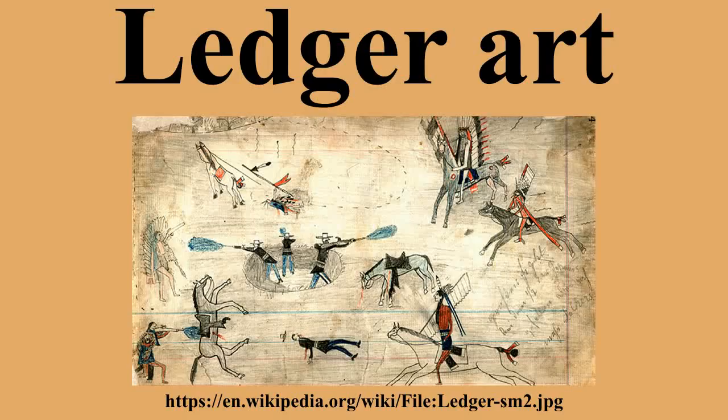Ledger art is a term for plains Indian narrative drawing or painting on paper or cloth. Ledger art flourished primarily from the 1860s to the 1920s. A revival of ledger art began in the 1960s and 1970s. The term comes from the accounting ledger books that were a common source of paper for plains Indians during the late 19th century.